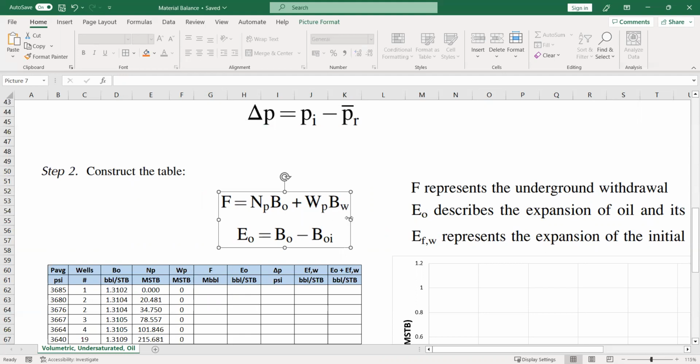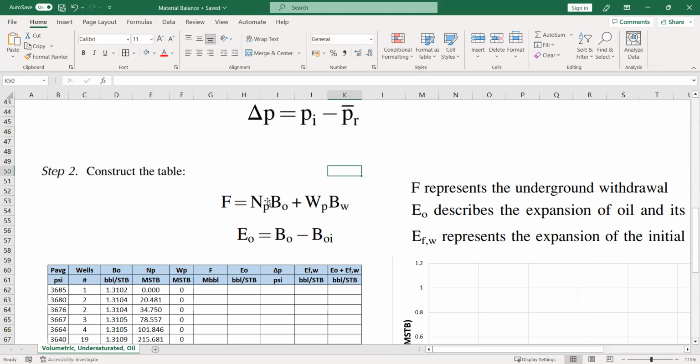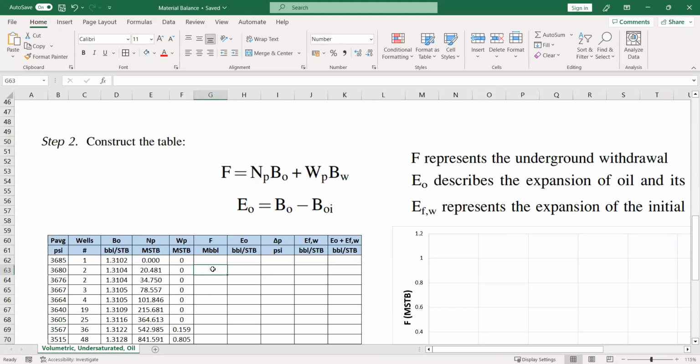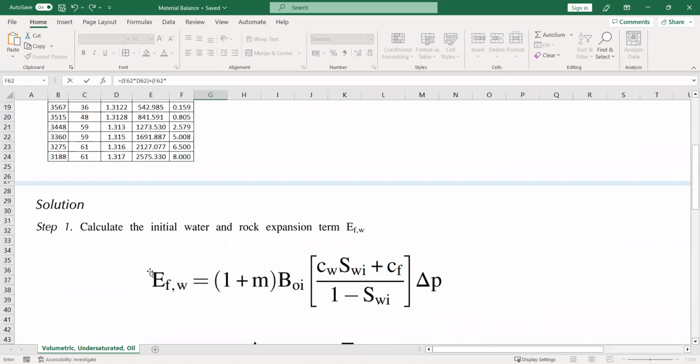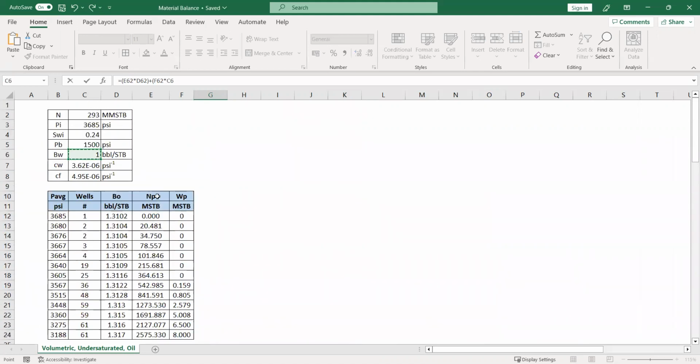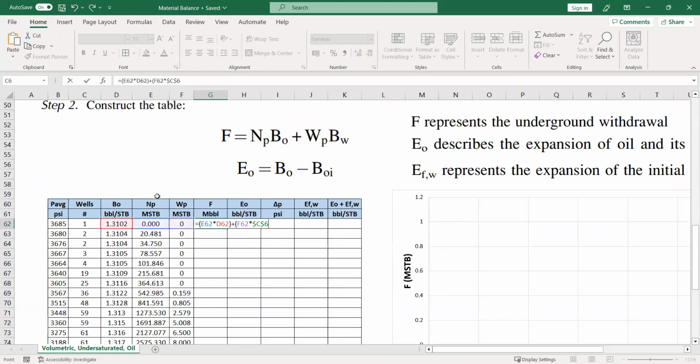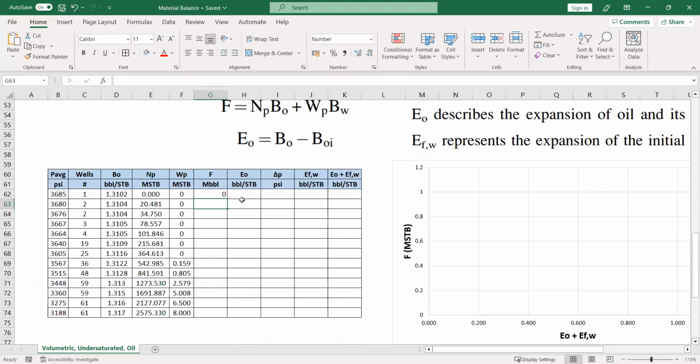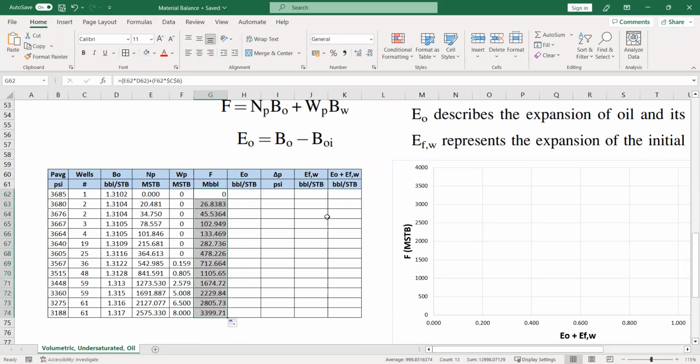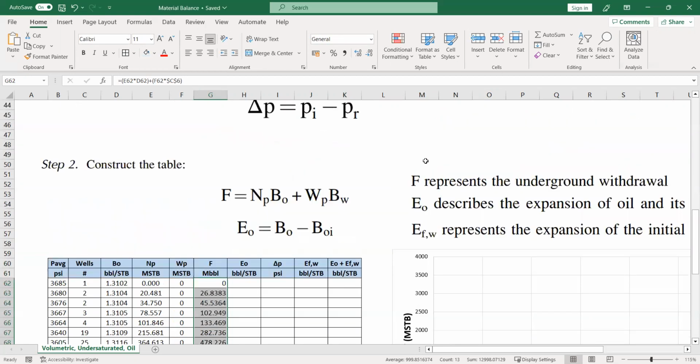So we don't have gas in this case. Right, so this is very simple. Just NP multiplied by BO at that time plus water production multiplied by BW at that time. And we can simply consider that the BW will be constant. Okay, so it's like this, and then you drag everything down there. Okay, so F underground withdrawal is very simple.